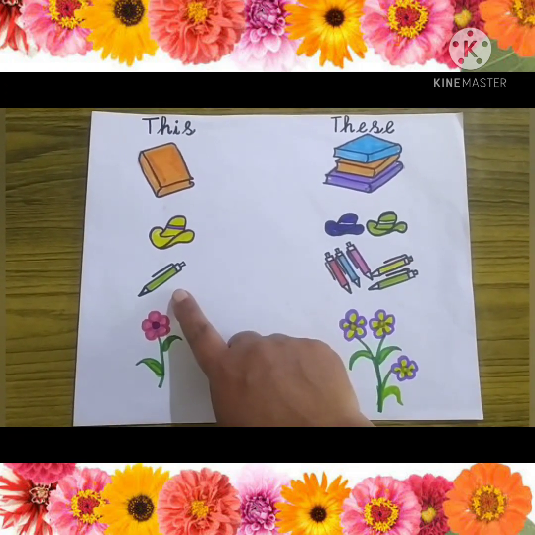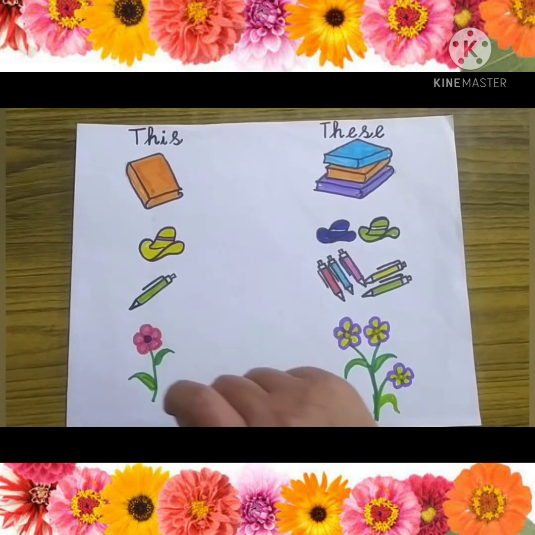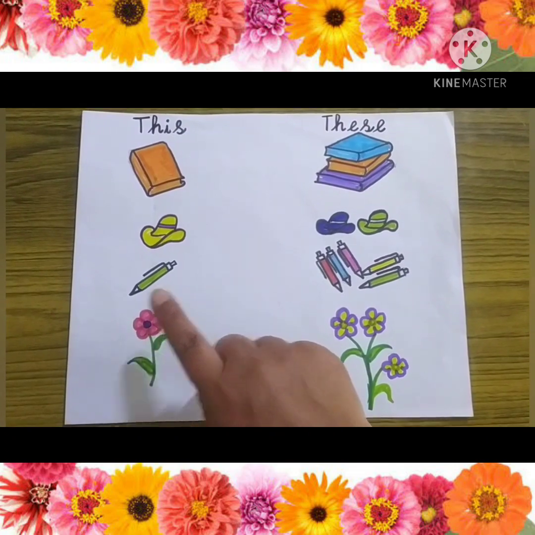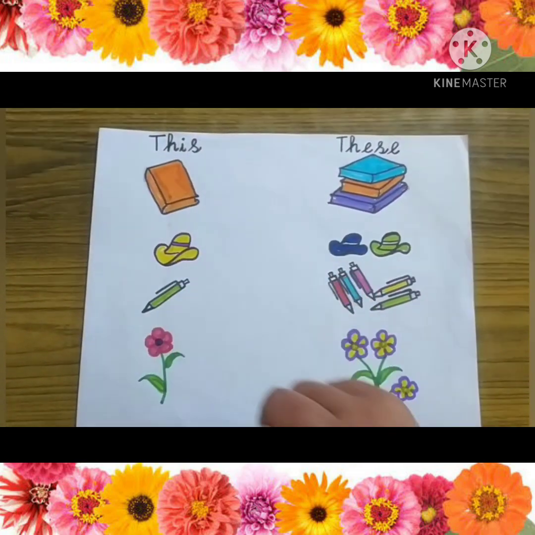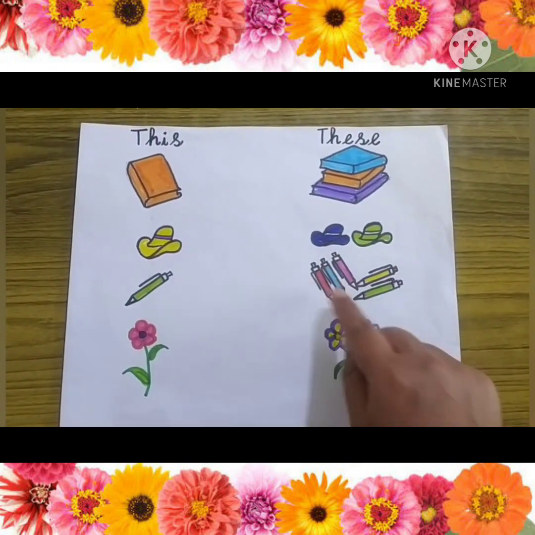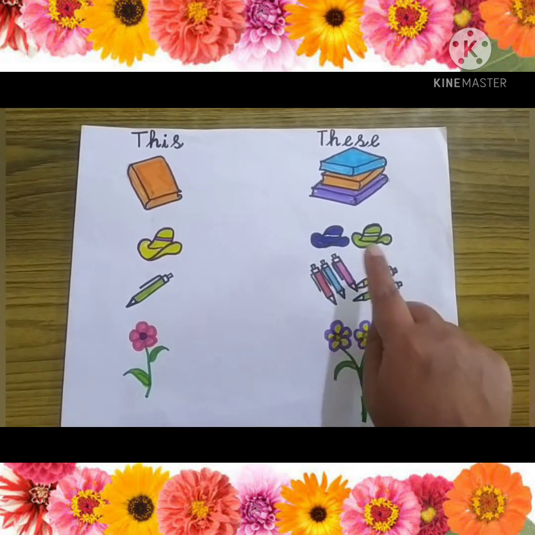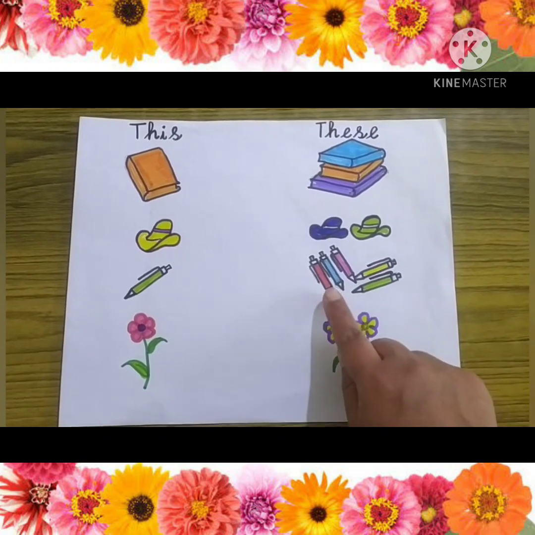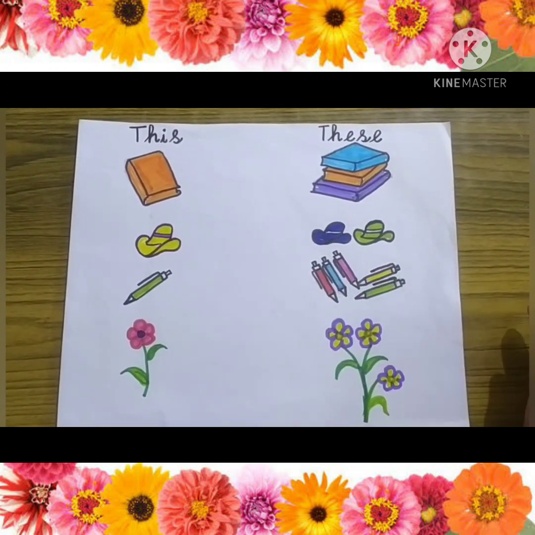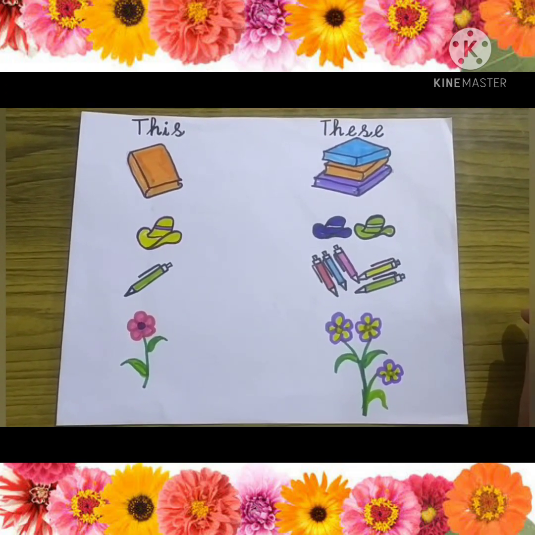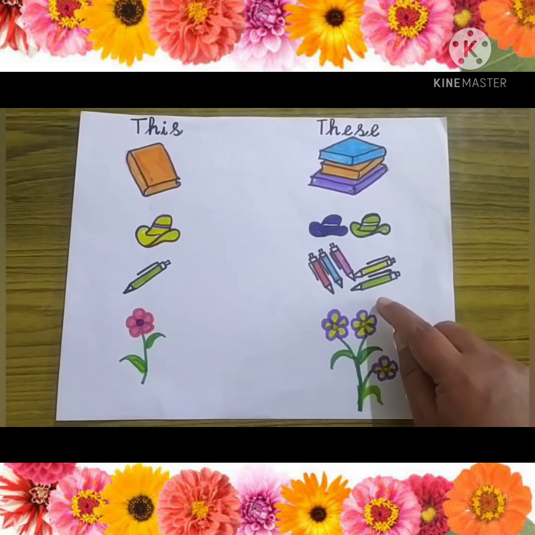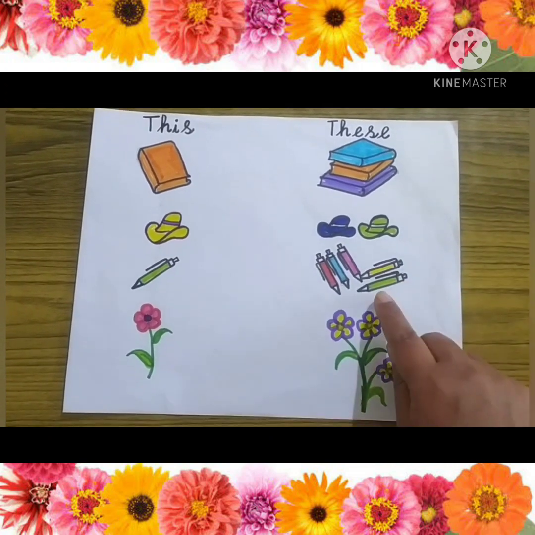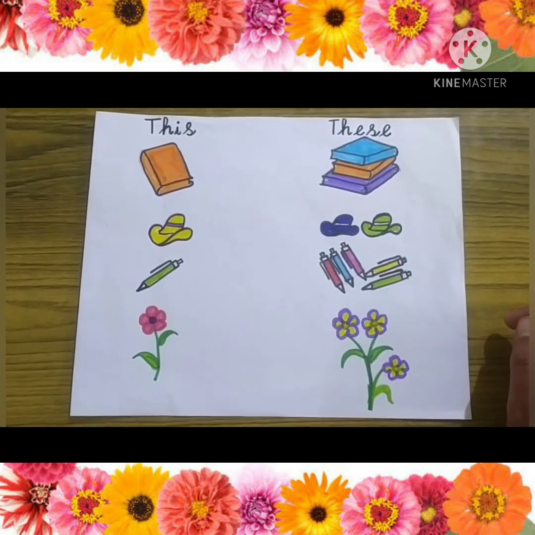Next, what is this? This is a pen. How many pens can we see? There is only one pen, so we are using this. And what are these? These are pens. We have more than one pen. See, 1, 2, 3, 4, 5. It is more than one, isn't it? So we use these here. T-H-E-S-E. These. These are pens.